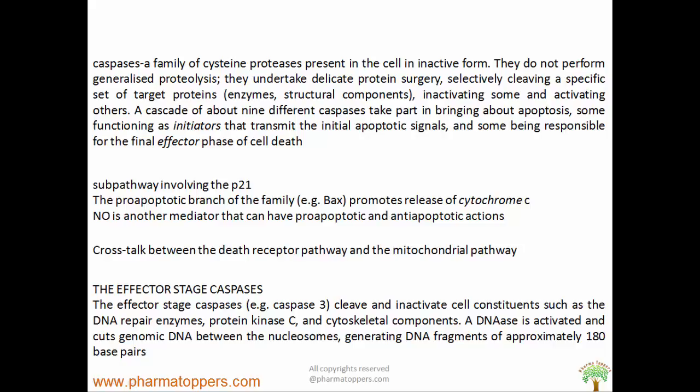and activating others. So a cascade of 9 different caspases take part in bringing about apoptosis, some functioning as initiators that transmit the initial apoptotic signal, and some being responsible for the final effector phase of cell death. Each receptor has a death domain in its cytoplasmic tail, and stimulation of these receptors by the external ligand, that is tumor necrosis factor, as I've explained earlier, or TRAIL, causes them to get together in threes, that is, to trimerize, and thus recruit the adapter protein that complexes with the trimer by associating with the death domains.